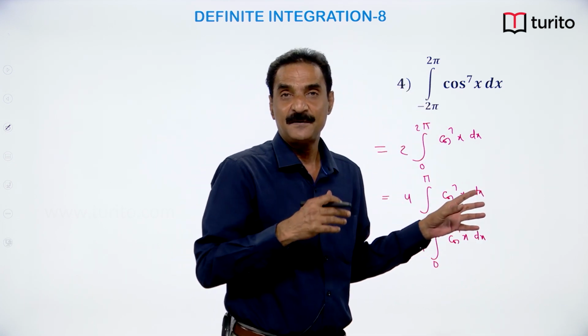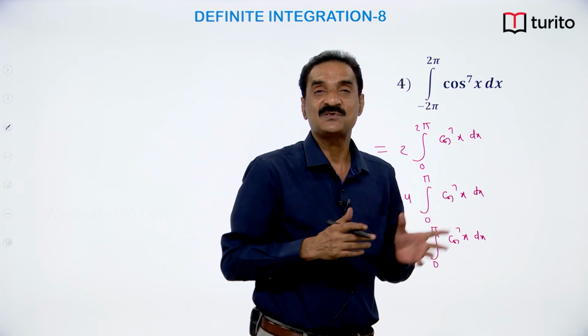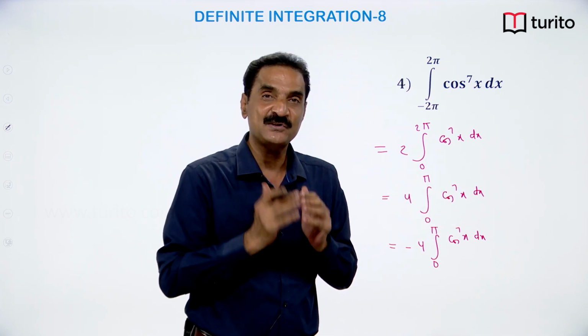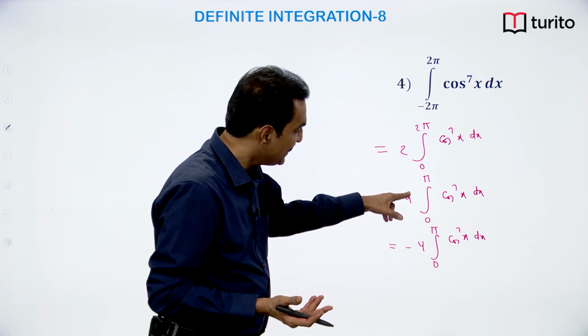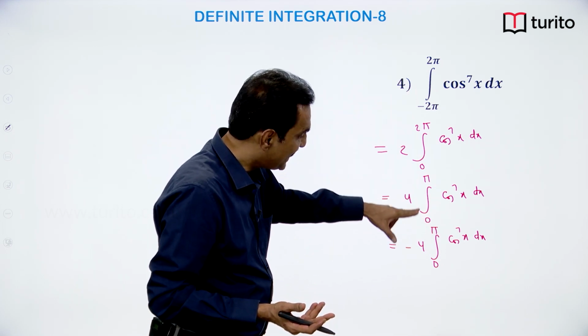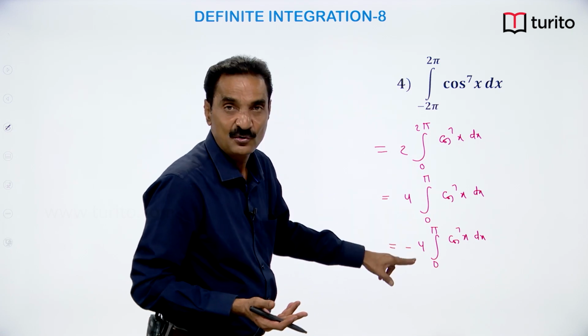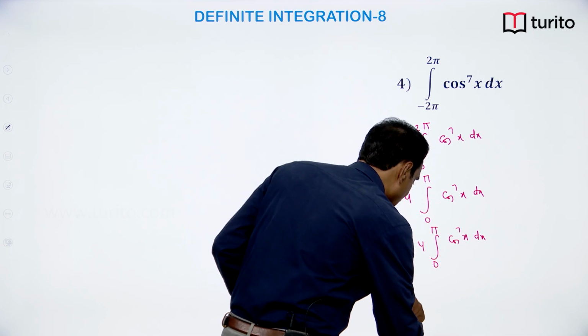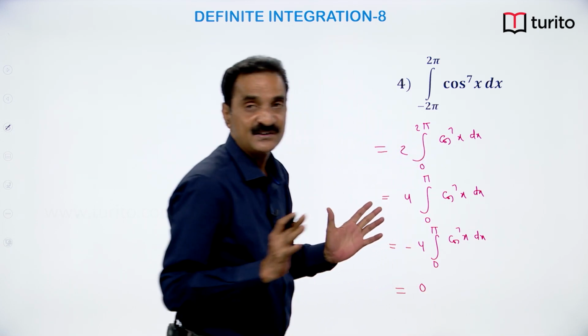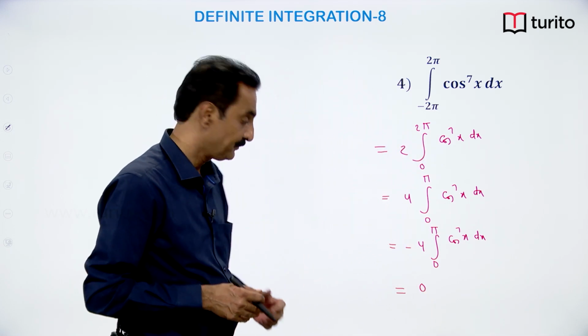According to the property of definite integral, replacing x by upper limit minus x, if we get a negative sign, the value of the integral is 0, because we got a negative sign. If this is I, this is I, this is I, adding them, 2I will be 0, so I will be 0. So, no need to calculate anything, answer is 0. Okay.